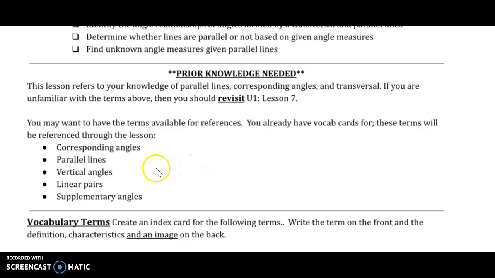Before you proceed with this lesson, I highly suggest that you understand what parallel lines are, what corresponding angles are, and what a transversal is. If you do not remember this, please revisit Unit 1, Lesson 7.